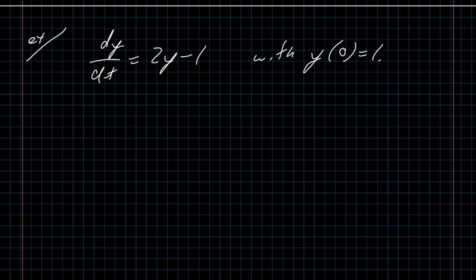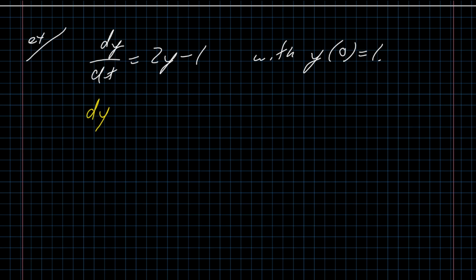This is a fairly straightforward equation. dy/dt is 2y minus 1, and y of 0 equals 1 is our initial condition. It's been a while since we've talked about this, but this is a separable differential equation. I can solve this whole thing analytically.